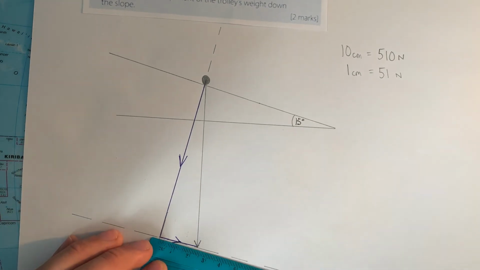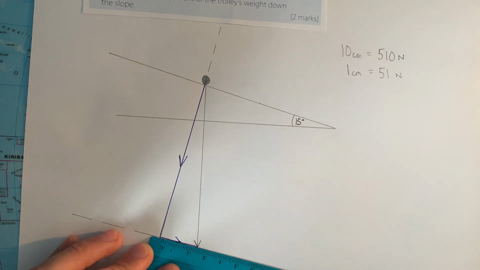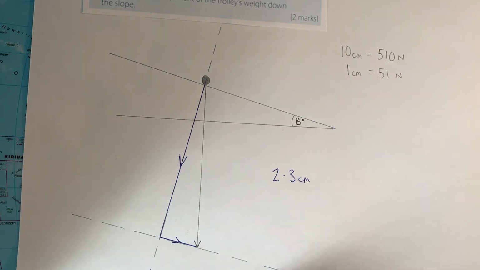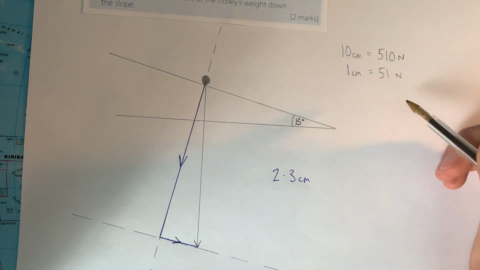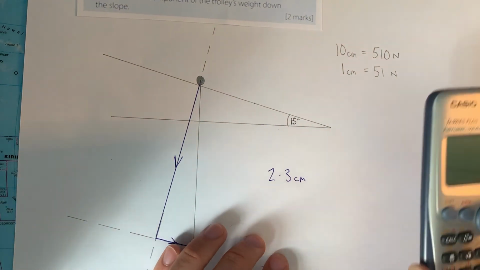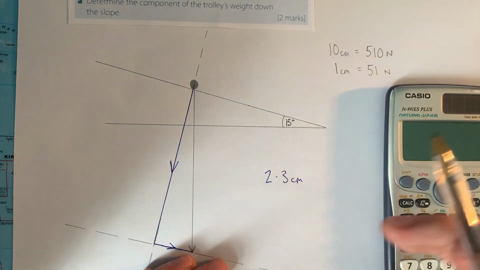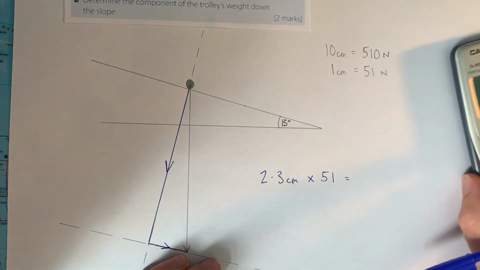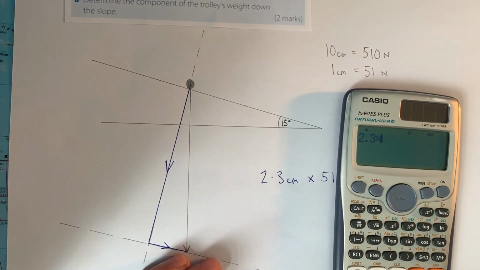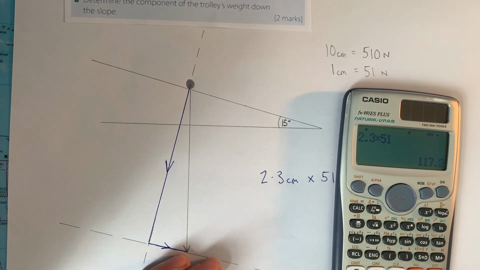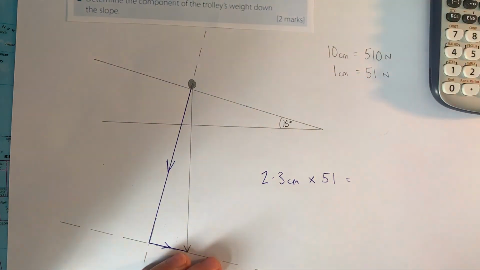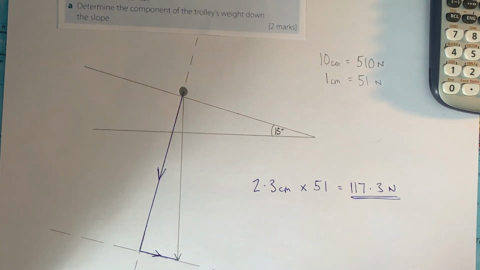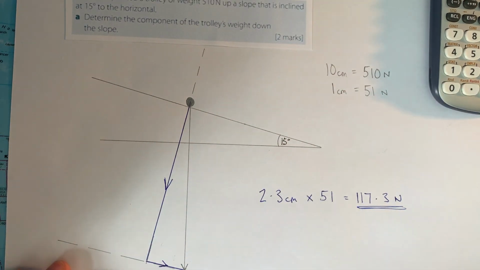So let's measure that line. So I can see from my ruler that that line is 2.3 centimetres in length. So all I need to do to work out the force that that represents is have a look at my scale and convert this length into a force. So to do that, I know that every centimetre equals 51 newtons. So 2.3 centimetres, I need to multiply it by 51 to convert it into a force. So on my calculator, 2.3 multiplied by 51, and that gives me an answer of 117.3 newtons. So that is the component of the weight that acts down the slope or parallel to the slope.